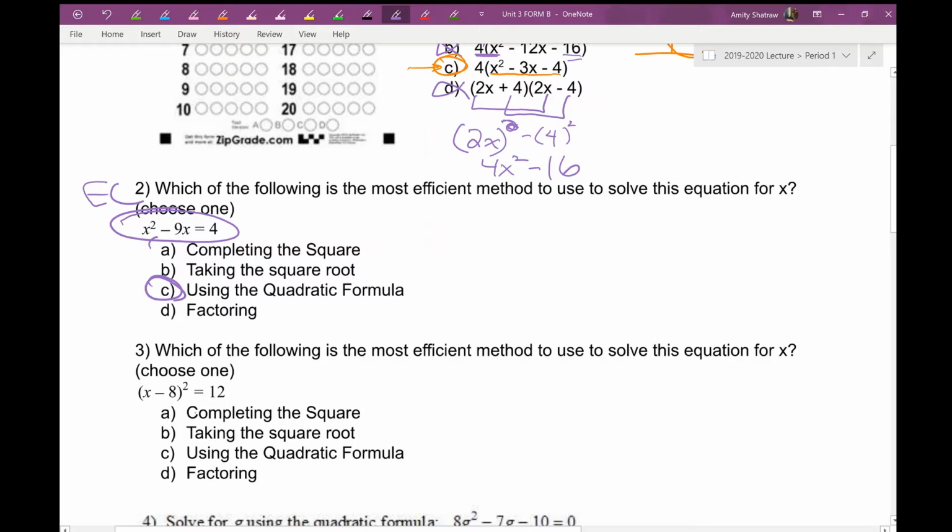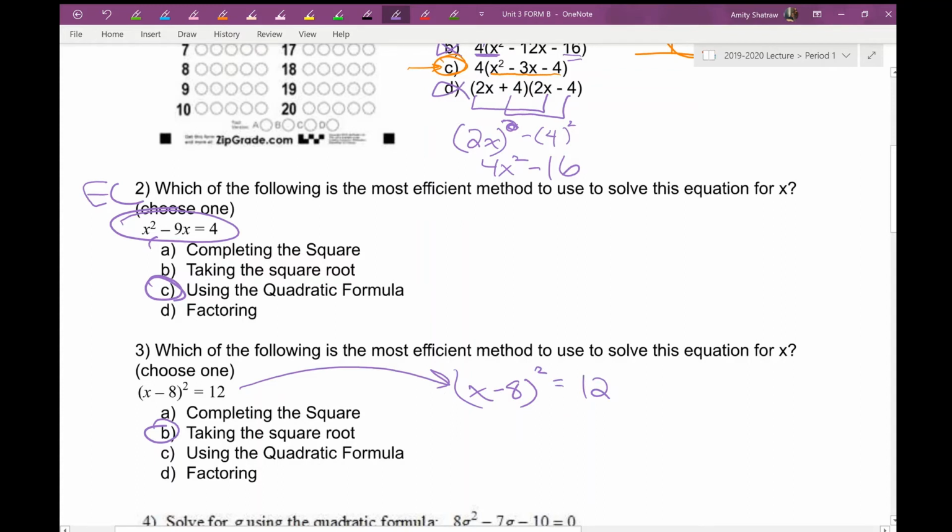This one, a lot of kids did get the right answer. It was called taking the square root, but I'm not going to put this question on the test again. Instead, I'm going to take it and change it into, let's actually find the answer to this question. Ready? X minus 8 quantity squared equals 12, and I want an answer to what the solution is.